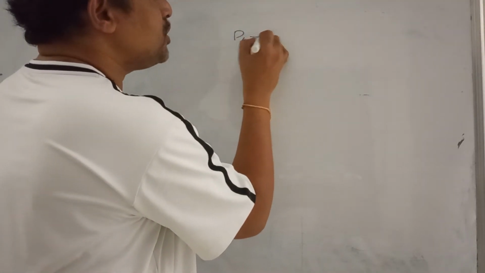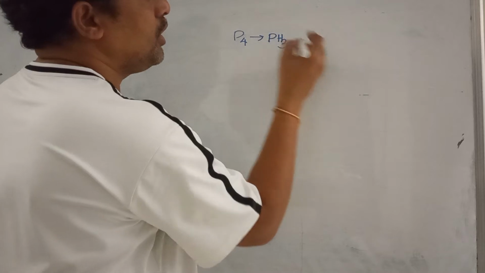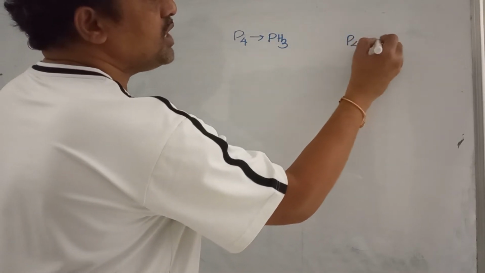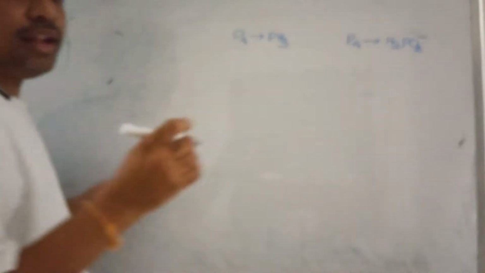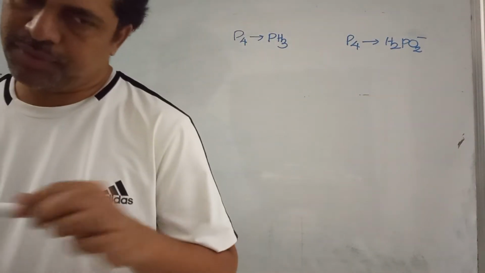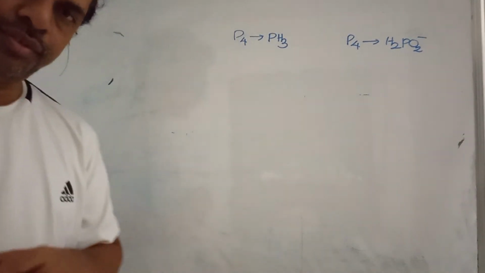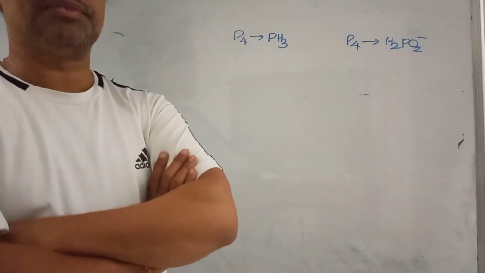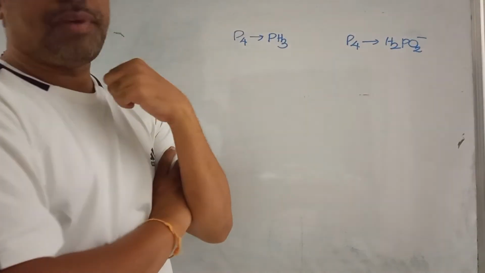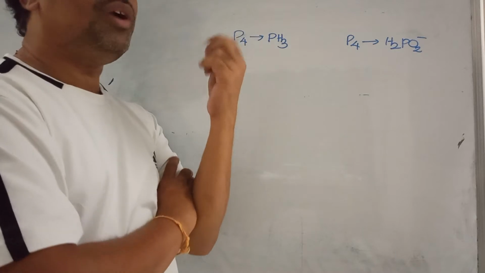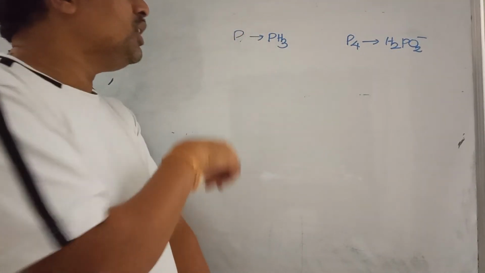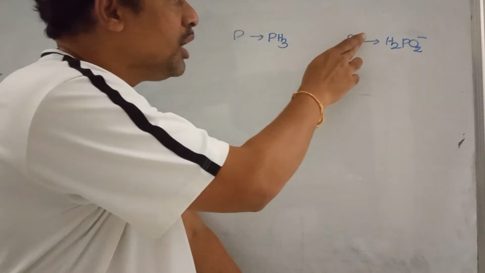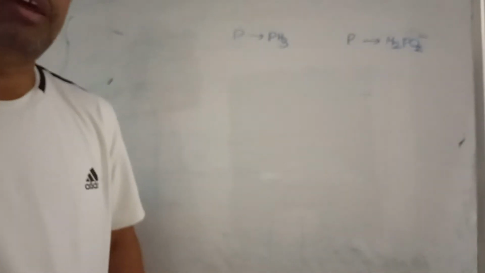P4 gives rise to PH3. P4 gives rise to H2PO2 minus. Here your common sense is most important. Our job is to balance the atoms. Here it is in the form of P4. Why take P4 as it is? Let us take P only. Why P? Why not P4?